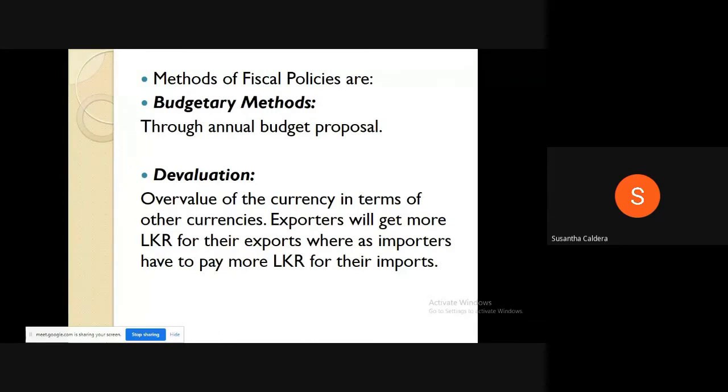Devaluation. Overvalue of the currency in terms of other currencies. Exporters will get more LKR for their exports, whereas importers have to pay more LKR for their imports. This is also happening now. Right?